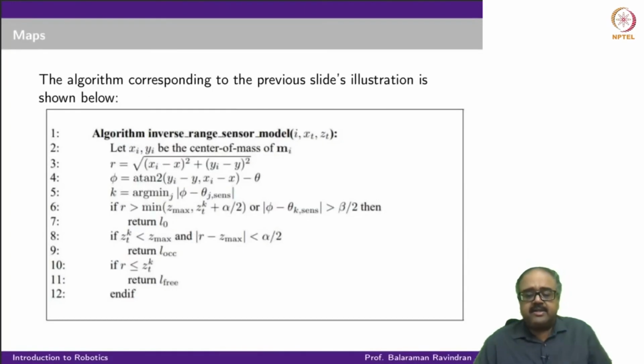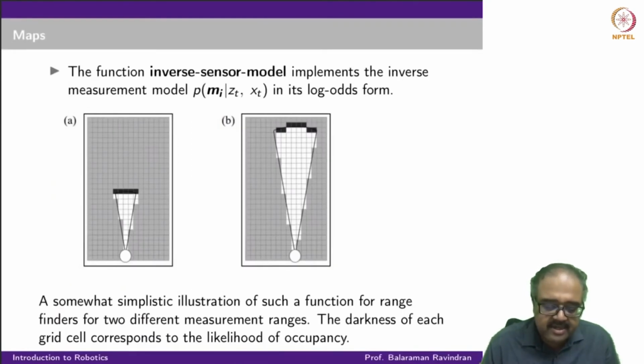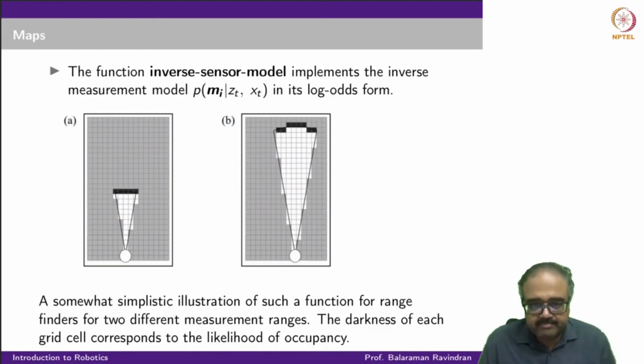Here is an algorithm that tells you what is being computed in the previous slide. I'm going to assume that the current state xt is given by x, y and theta, and the index i denotes a cell mi, which is centered at xi, yi. If you think of this as a cell, the center of the cell is what I denote as xi, yi.